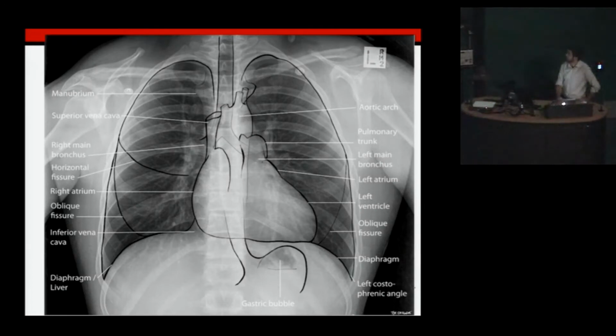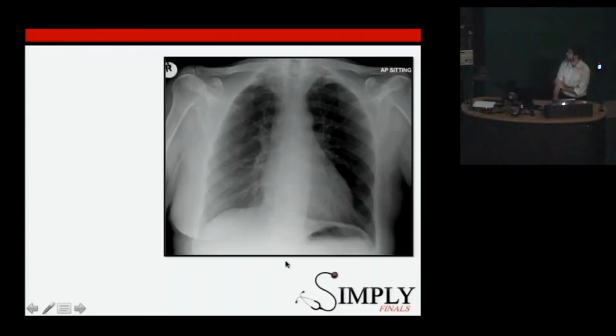So I won't dwell on this too much, but just a few points. The location of the fissures and the names of the fissures is just useful to know. Especially this horizontal fissure, which we'll come on to for the middle lobe. What else is useful? So the gastric bubble here, that's like an air fluid line. So obviously there's some fluid in the stomach, in the air fluid line here. I don't think there's anything else there. So looking at the bones and soft tissues here, what's the abnormality?